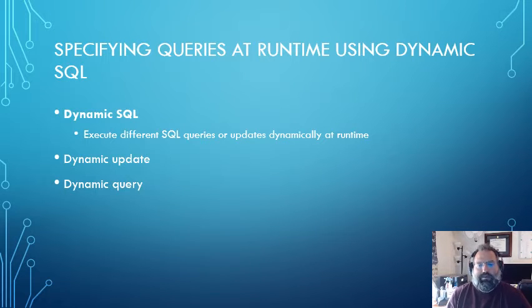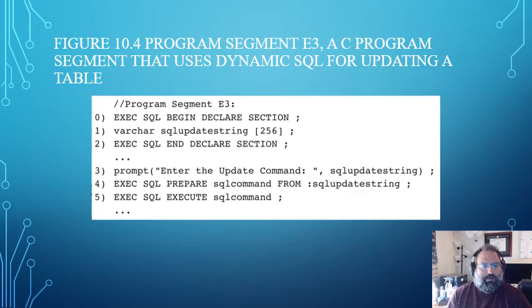Specifying queries at runtime using dynamic SQL. Dynamic SQL is a way of executing a query that's essentially produced at runtime, typically through some form of string concatenation. It allows for things like dynamic querying and dynamic updating. Here's an example of a dynamic query being created by preparing it and then selecting it.